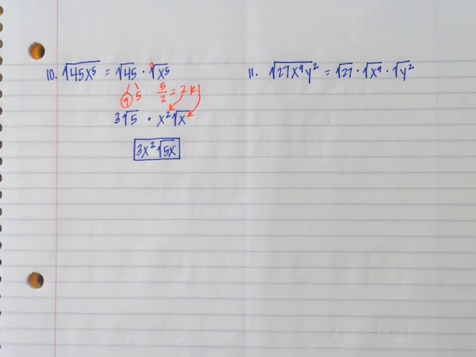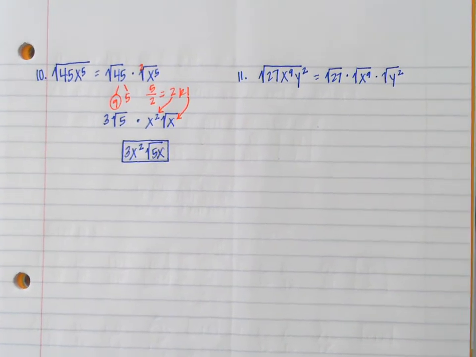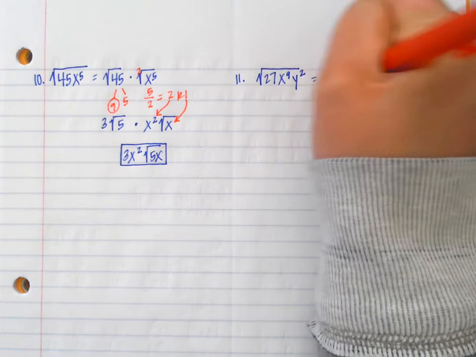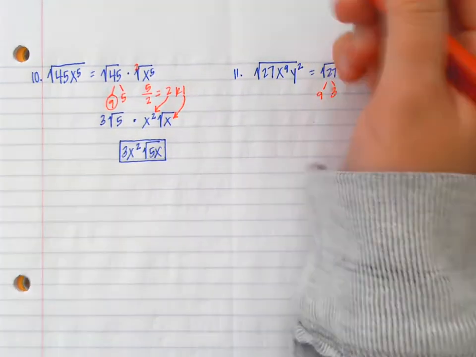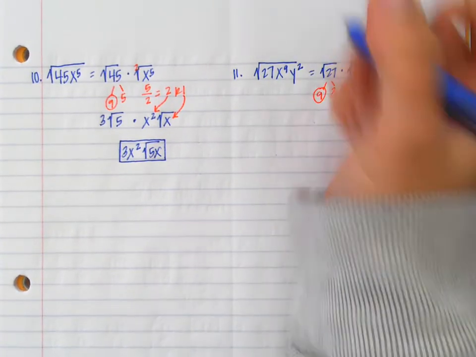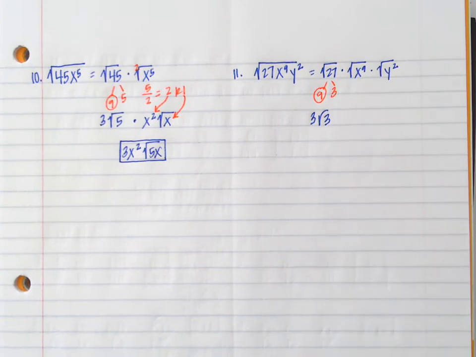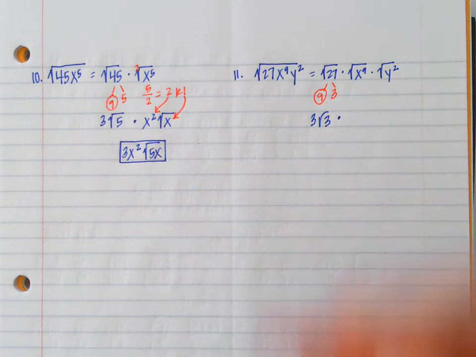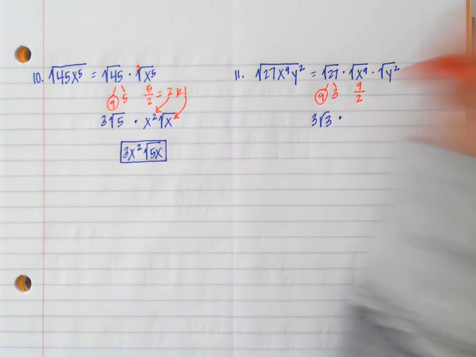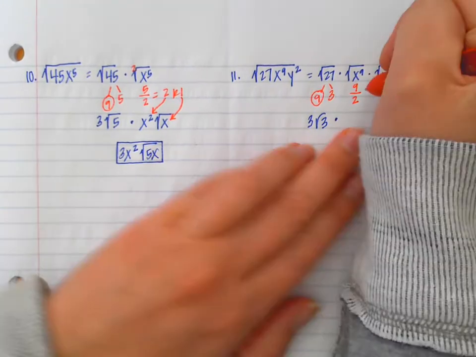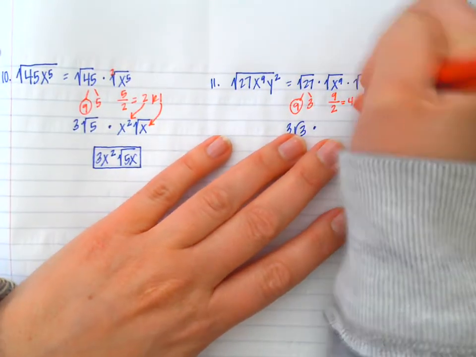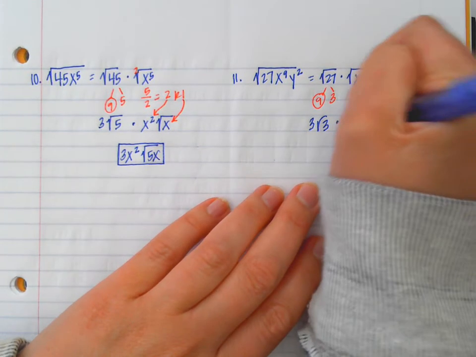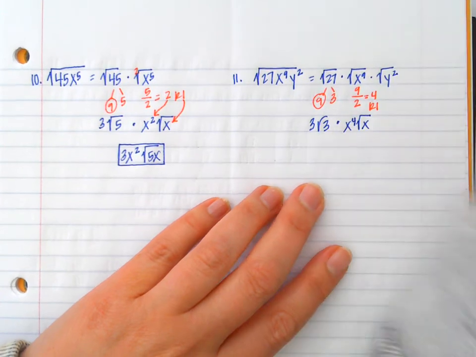Okay, so 27, we think about how does that break down? What is the perfect square that divides evenly into 27? That's 9. We know that's 9 times 3. So the square root of 9 is 3. So this simplifies to be 3 rad 3. Okay, and then we're going to break up x to the 9th. We take the exponent, divide it by the index number. The index number is 2. And so it goes in 4 times with a remainder of 1. So that means x to the 4th is going to come out. X to the 1 is going to stay inside.